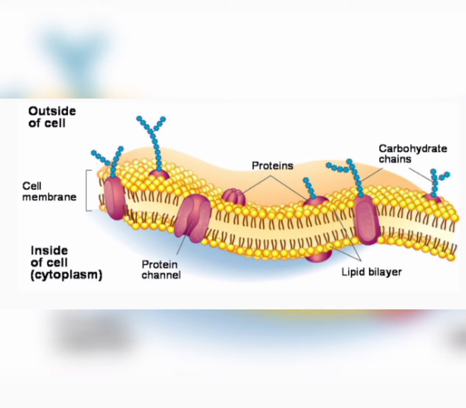It controls the movement of substances in and out of the cells. It separates the cell from the external environment. The cell membrane is present in all the cells. It gives shape to cells. Besides this, the cell membrane also protects the cellular component from damage and leakage.